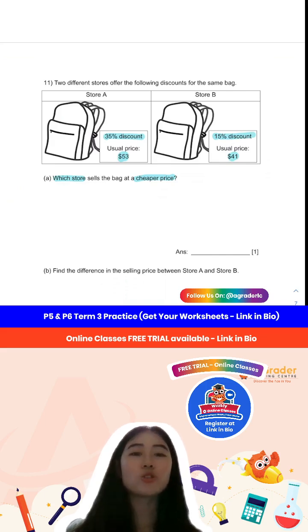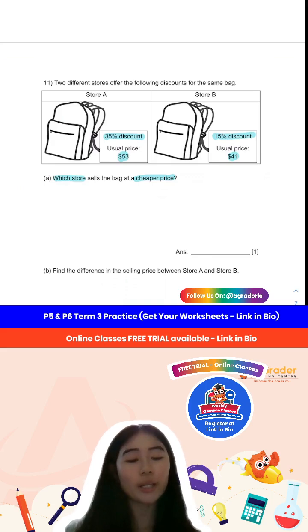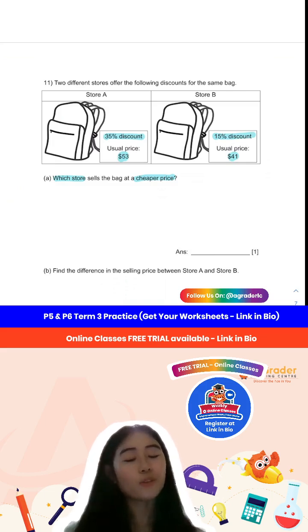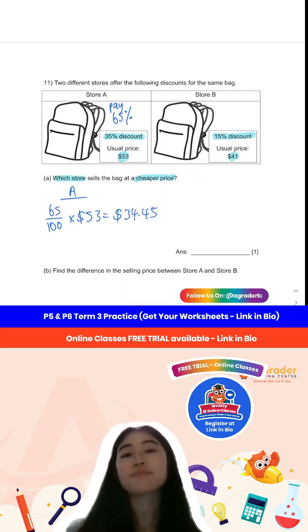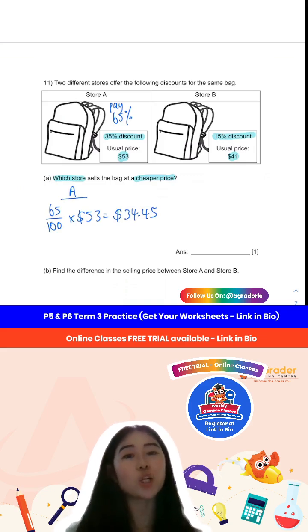Okay, so most of you say store A. Let's check whether store A is correct. You know that the original price is 100%, and if you get a 35% discount, 100 minus 35 is 65%. So that means that for store A, you only need to pay 65%. So I'm going to calculate 65%. You write it as a fraction and then you times $53. You should have gotten $34.45. So that's how much store A would charge for the bag.